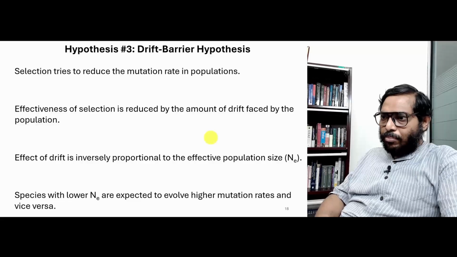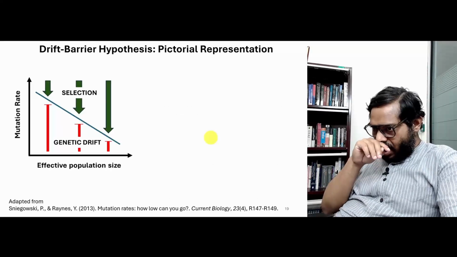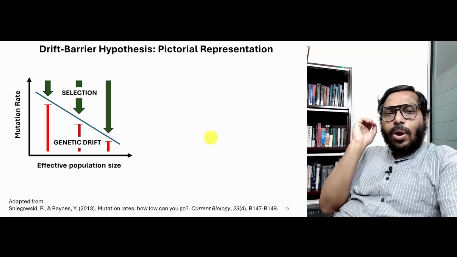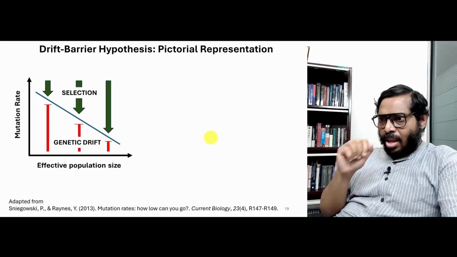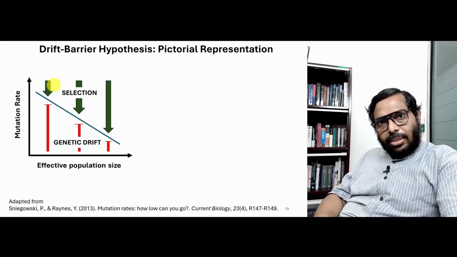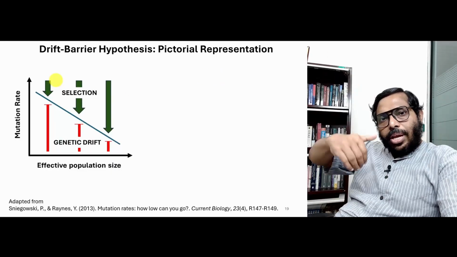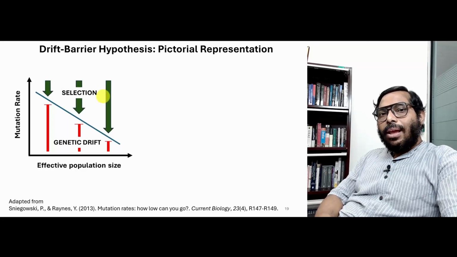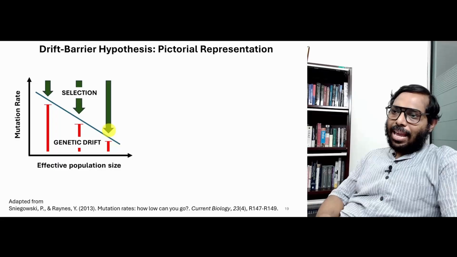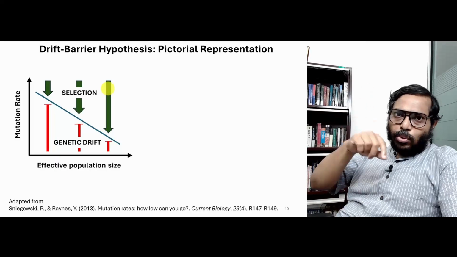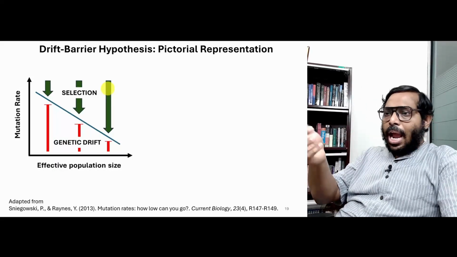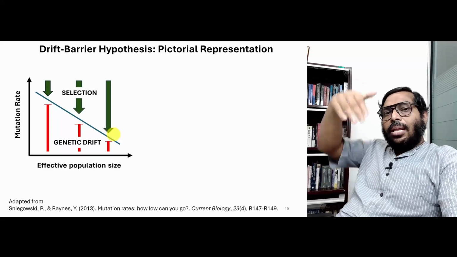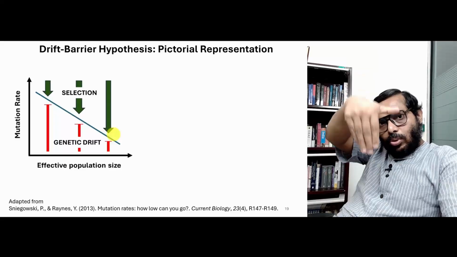So, just to show you the same thing graphically, this is just a cartoon. We have effective population size on the x axis and a trait like mutation rate on the y axis. Now, selection is trying to bring the mutation rate down, and selection is more effective when the effective population size is high. The length of the green arrows shows you the effectiveness of selection, and it clearly shows that when effective population size is high, selection is more effective, and that is why mutation rate goes down further.